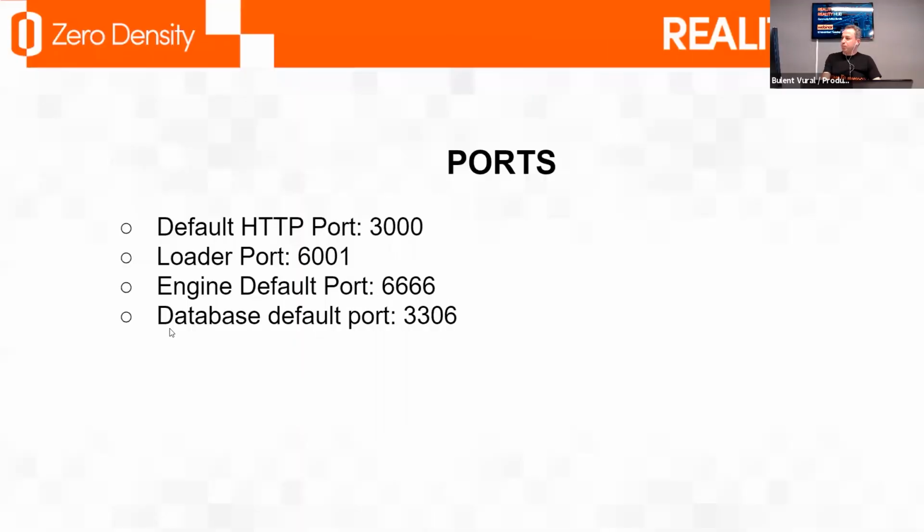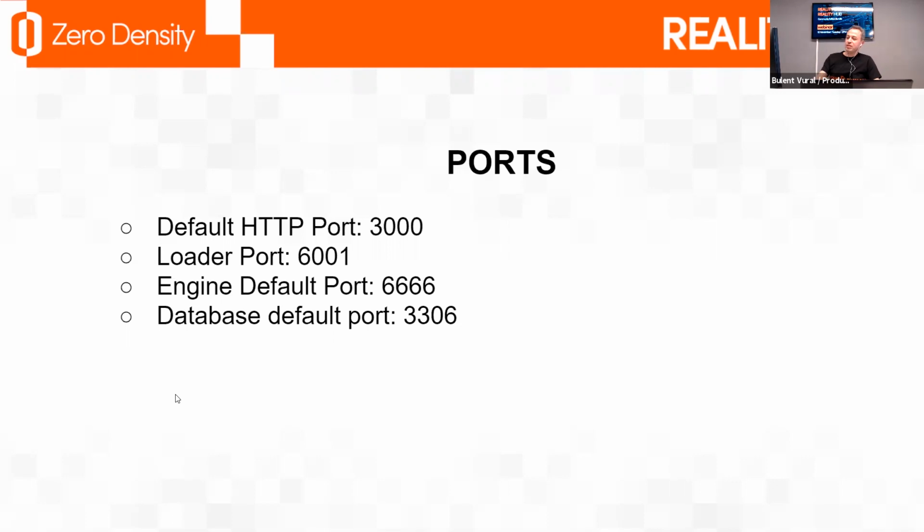Let's start with the ports we are using on the Reality Community Edition system. First of all, we have an HTTP backend and web frontend, and our frontend connects to the backend using the HTTP port 3000. You are able to change this port number during the installation.